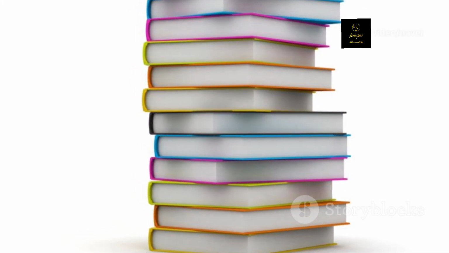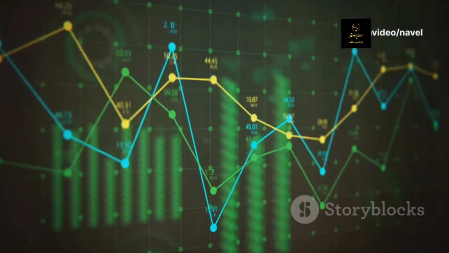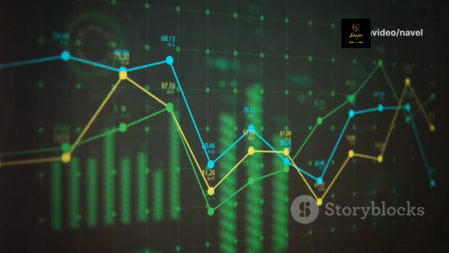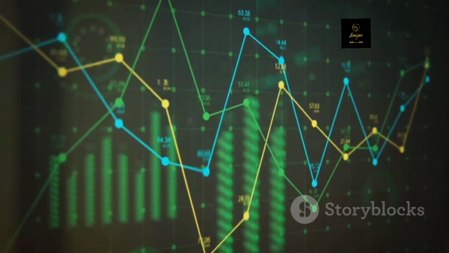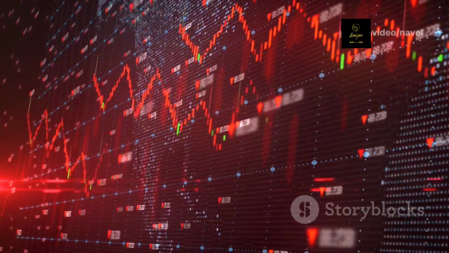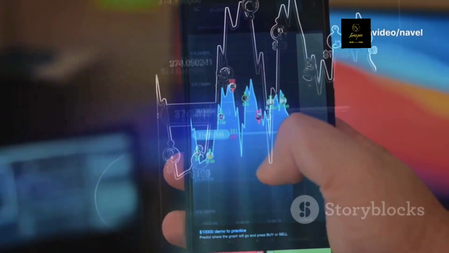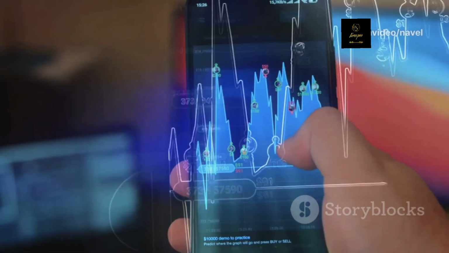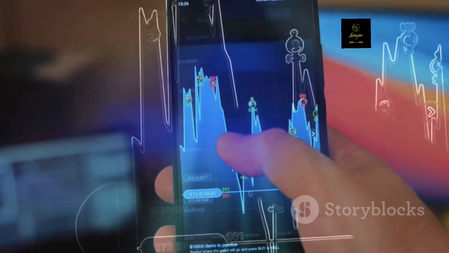Of course, this is just the tip of the iceberg. There's so much more to learn about Forex trading, from technical analysis to fundamental analysis to developing your own trading strategy. But by grasping these basic terms, you've taken the first step towards becoming a more confident and knowledgeable trader. So keep learning, keep practicing, and never stop exploring the exciting world of Forex.